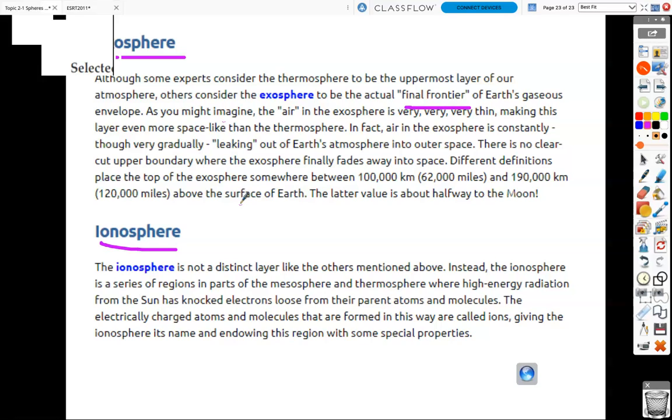And then the ionosphere is not a distinct layer like others mentioned. Instead, the ionosphere is a series of regions in parts of the mesosphere and thermosphere where high-energy radiation from the sun has knocked electrons loose from their parent atoms and molecules. The electrically charged atoms and molecules that are formed in this way are called ions. So an ion, you might gain an electron or lose an electron, giving the ionosphere its name and endowing this region with some special properties.